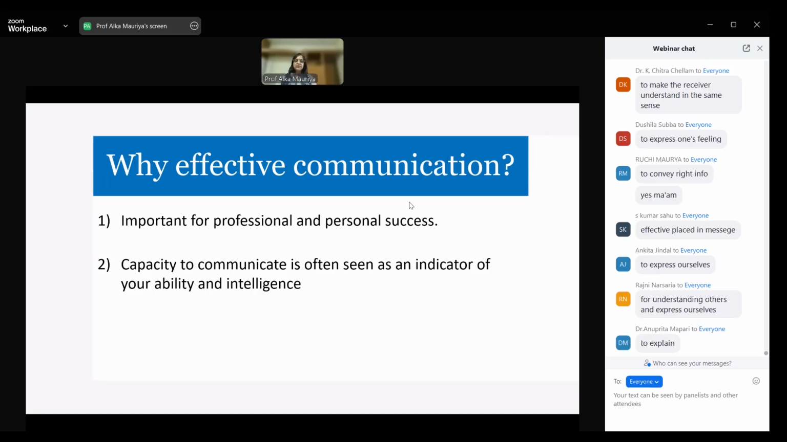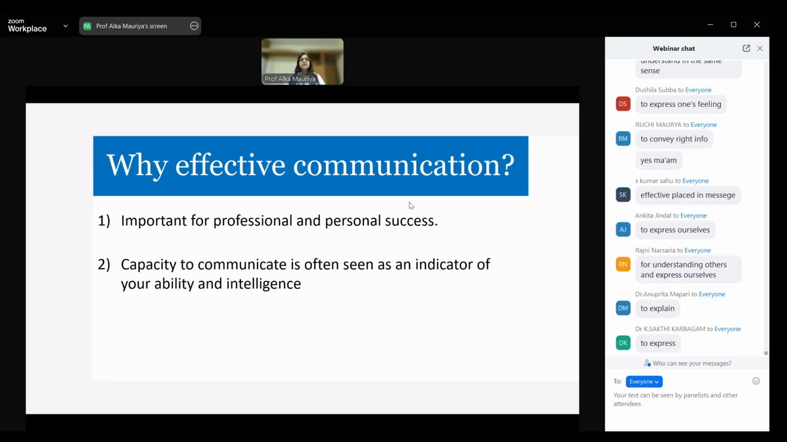And whenever we have conflict with our spouse, with our parents, or the other family members, after some time we realize that maybe there was a communication gap, or the way we communicated our issues was not the right way to do so.